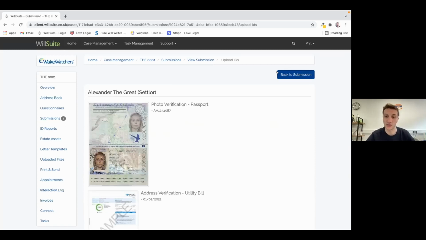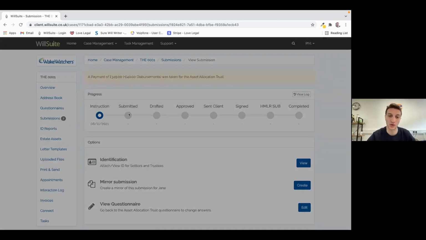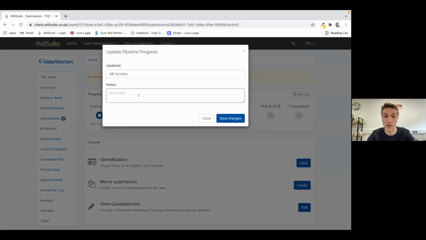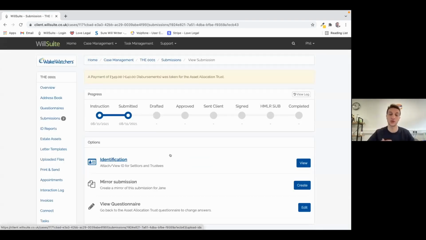Otherwise, you can just go back onto the submission and add in and submit the case. In order to submit, simply click on the submitted step. Add any notes that you may want the solicitor's team or the solicitors themselves to see. So you just enter here, for example, any notes perhaps you haven't entered in the questionnaire. You might want, for example, "questionnaire completed." And then what you have to do is click on Save Changes, and that will allow the system to notify the solicitors that your documents, your questionnaire has been completed and your documents are ready to be approved.